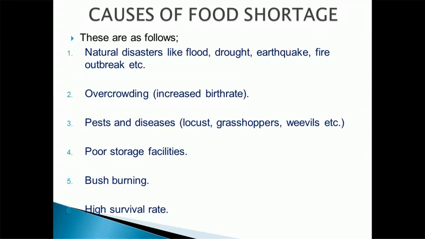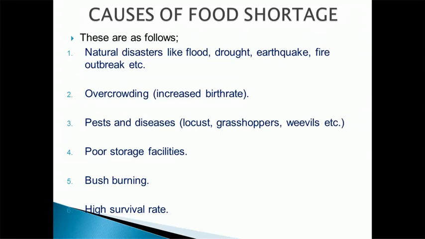Number 5 is bush burning. When bushes are burnt, what happens? The farm or any other plants there, the crops there, are removed. And not only that, the animals too are killed, and some of them will leave such an environment. And so this can cause food shortage.